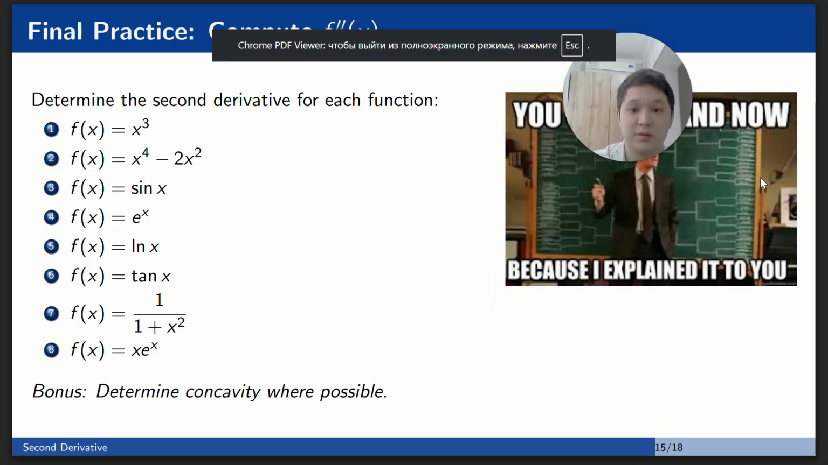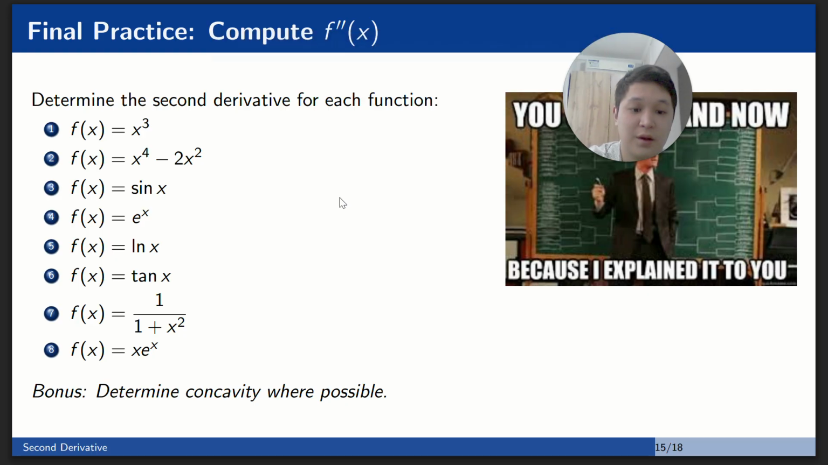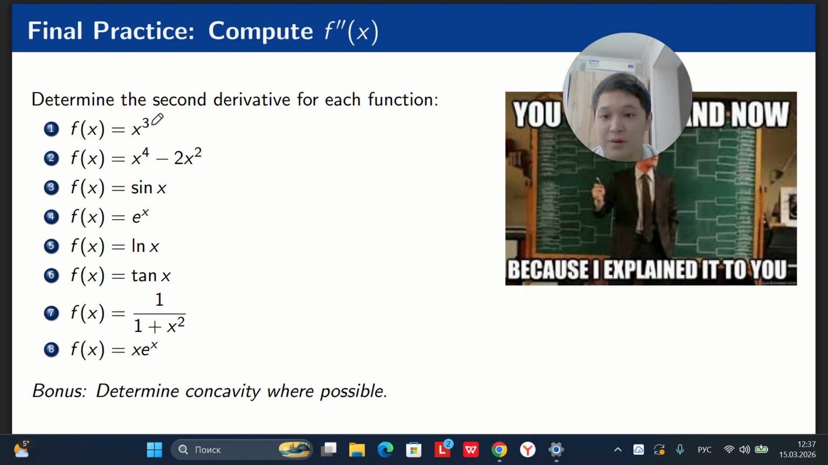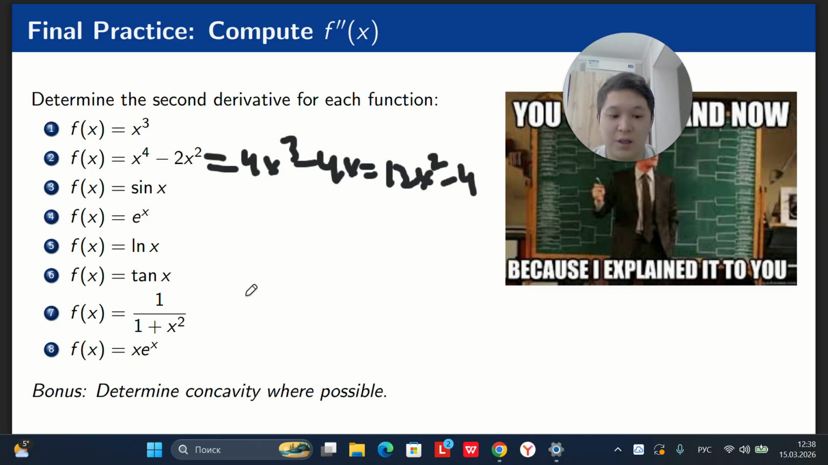Here we have practical questions. Determine the first and second derivative, which is easy. Here we have 3x squared, so it's going to be 6x. Here we have 4x cubed minus 4x. Correct? Yes. So the second derivative is 12x squared minus 4.